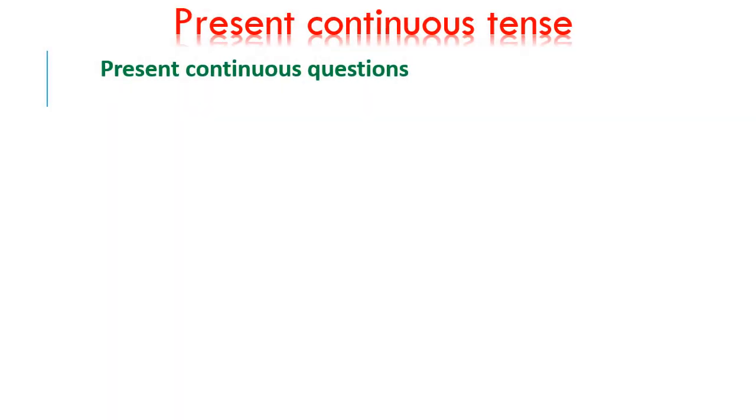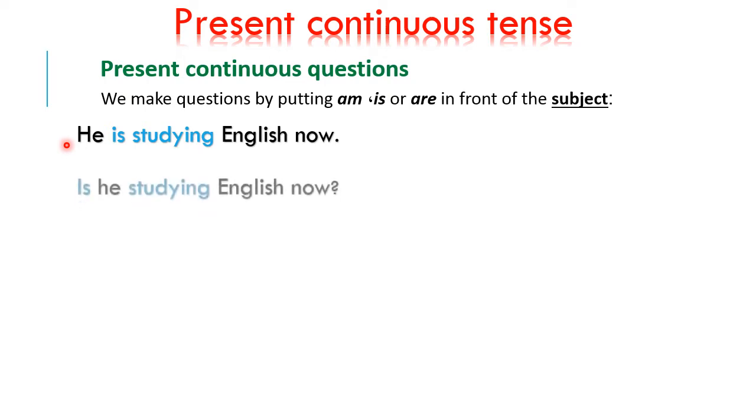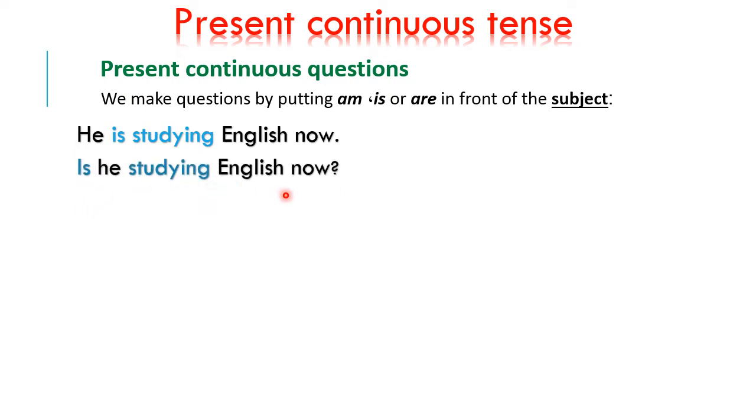How do we form questions in the present continuous? We make questions by putting am, is or are in front of the subject. For example, he is studying English now. To change the sentence into a question, you have to put the verb to be in front of the subject. So the question will be, is he studying English now? I put the verb to be in front of the subject. Verb to be, subject, plus verb ing.